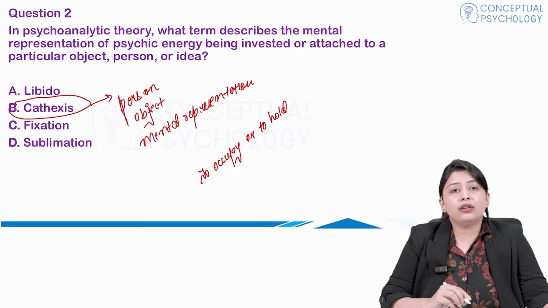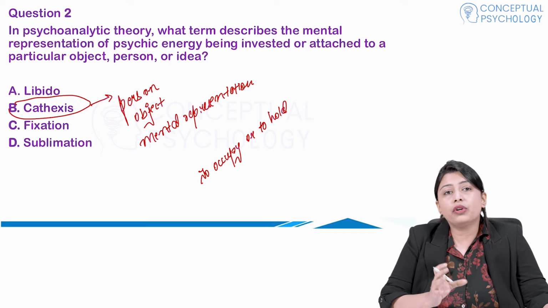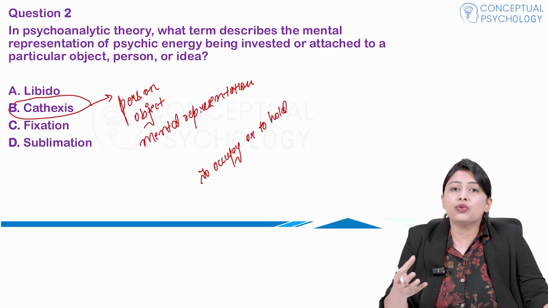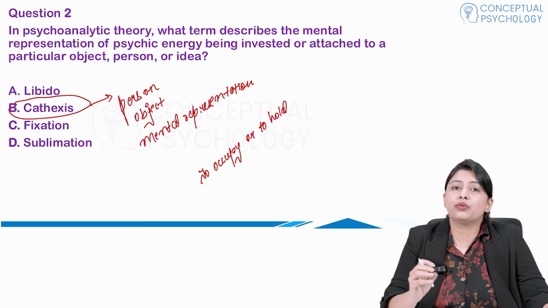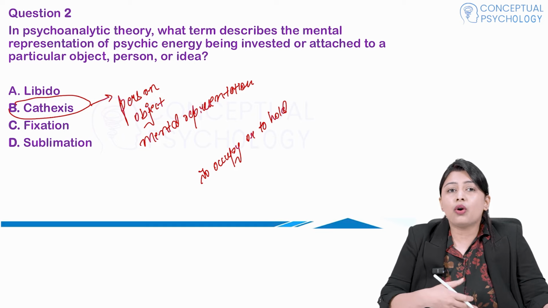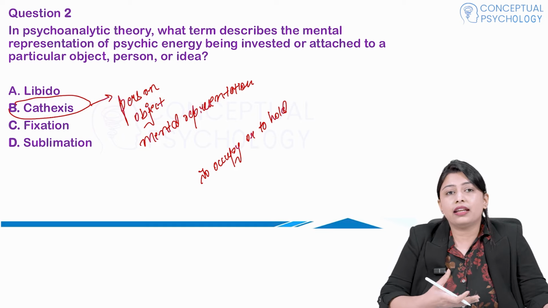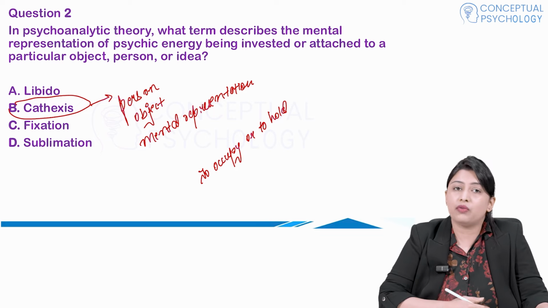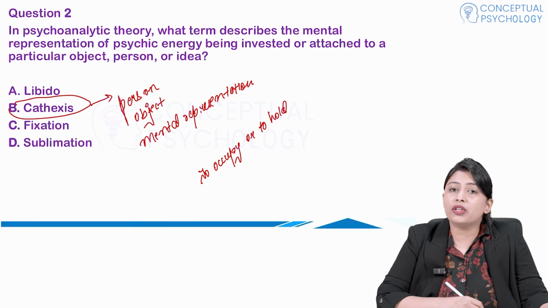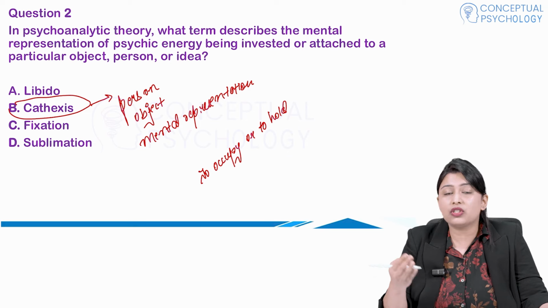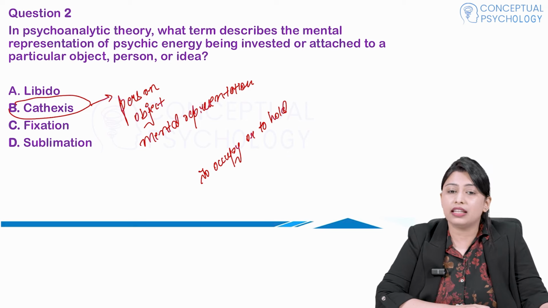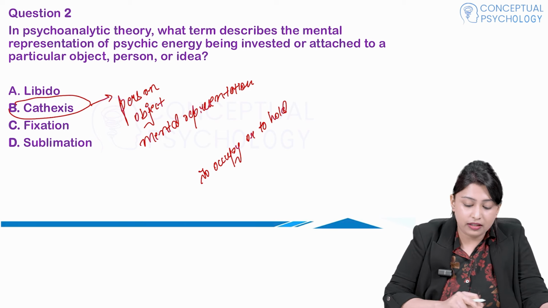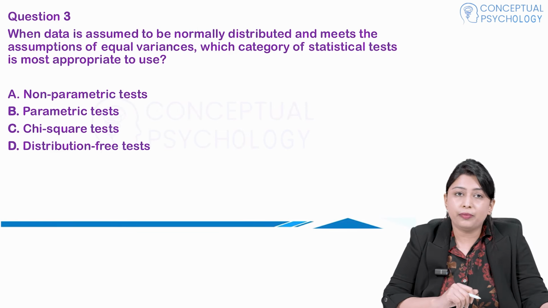For example, when someone forms an emotional attachment to another person, they are said to have cathected that person with psychic energy. So the concept is fundamental to understanding how psychological conflicts develop when energy becomes overly invested in inappropriate objects, or when decathexis, which is the withdrawal of energy, occurs inappropriately. I hope this question is clear. Moving on to the third question.